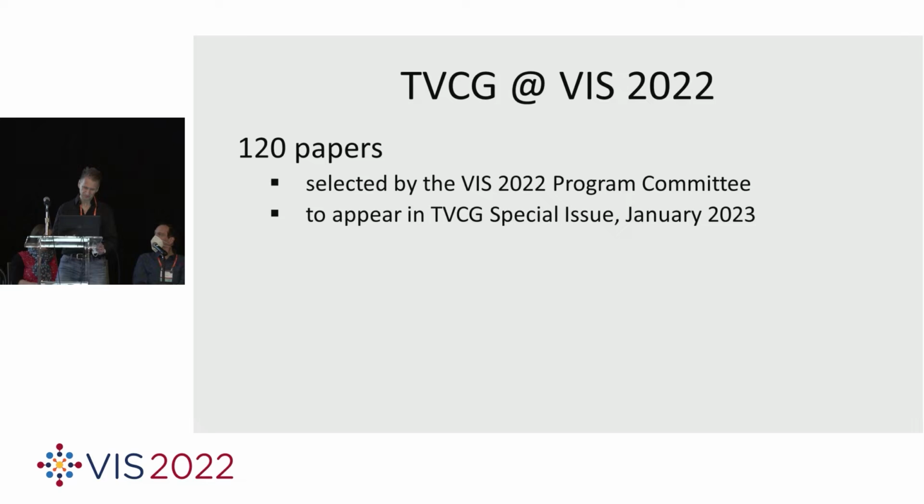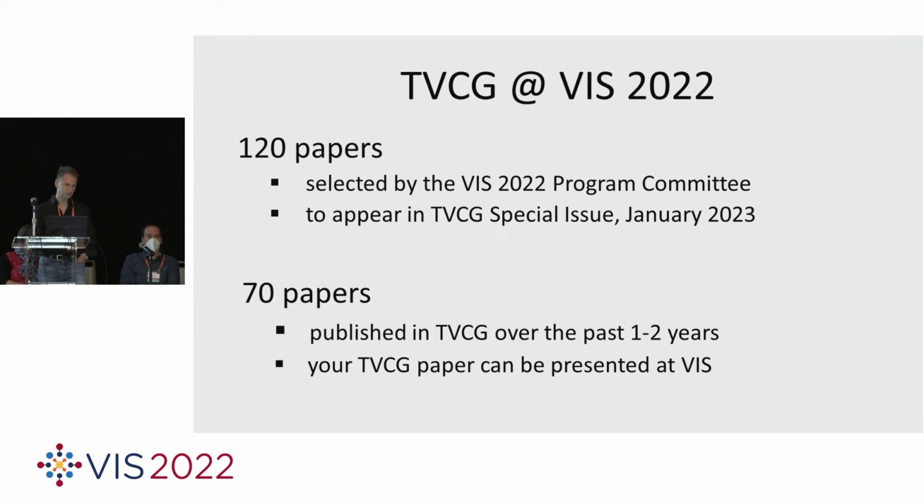So let's go here. At Vis 2022, we have 120 papers and a special issue of Visualization. We also have special issues on virtual reality and augmented reality, and ISMAR is another special issue. All these papers will appear in the January 23 issue. We also have 70 papers that were published in TVCG that can then be presented here as oral presentations. It's a kind of journal-first mix, where you can send your paper to TVCG and then present it here as well if it gets accepted by a June deadline, I think mid-June.